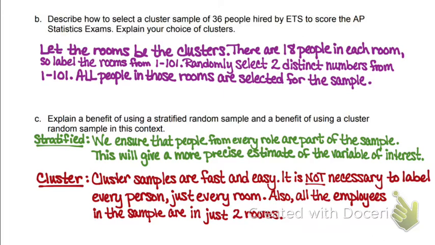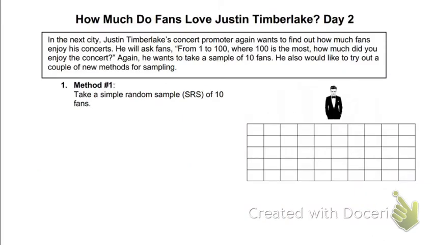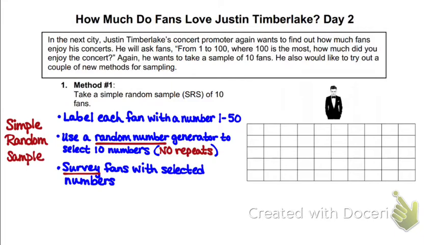Are you okay if I switch to the next screen here? So remember, on our simple random sample, you use the random number generator for 10 numbers, and then we're going to survey the fans with the selected numbers. Like the first number that I pulled up on my random number generator, it pulled up a 50. So I would survey this seat, the 50th seat. And then when I hit my random number generator again, it came up with 13, so I would survey this person.